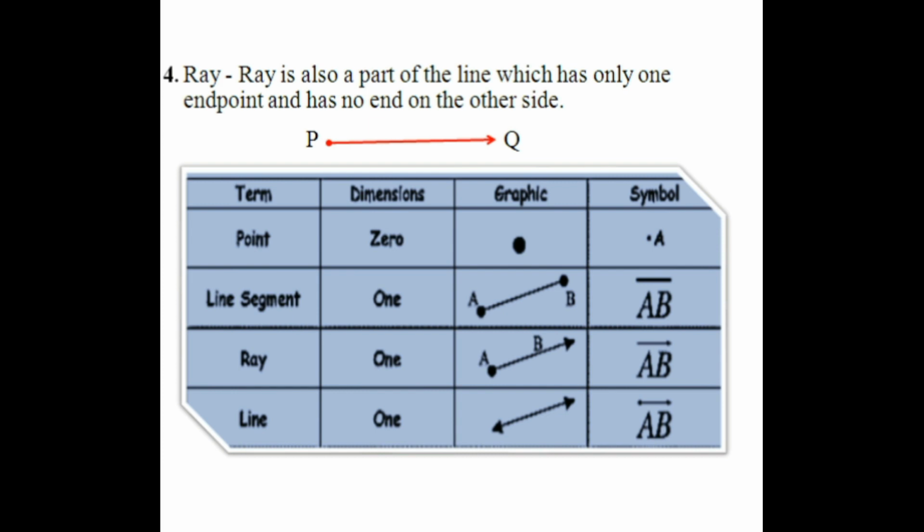Then come to ray, which is also one dimension, with one endpoint and direction at the other end. You see AB is a ray. You see the symbol also, AB with one direction. Clear? Then come to the next, line, one dimension. Here also you see the diagram, two directions, which clearly means it can be extended infinitely. Then the symbol is AB with a bar, and on both sides you have to put a direction mark.